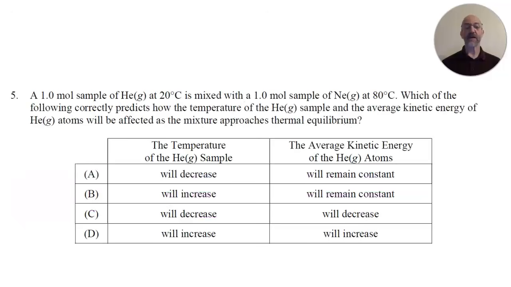Now let's take a look at question 5, which is a multiple choice question. In question 5, it says, a 1 mole sample of helium gas at 20 degrees Celsius is mixed with a 1 mole sample of neon gas at 80 degrees Celsius. Which of the following correctly predicts how the temperature of the helium sample and the average kinetic energy of the helium atoms will be affected as the mixture approaches thermal equilibrium?